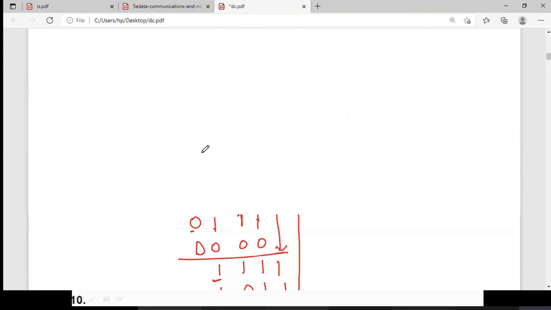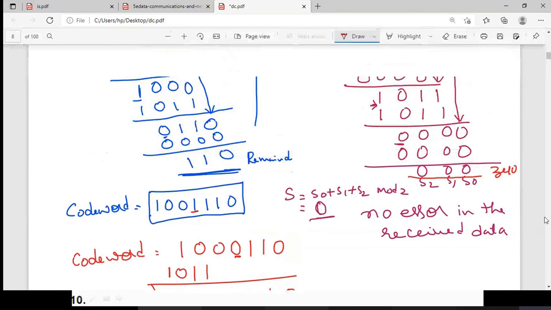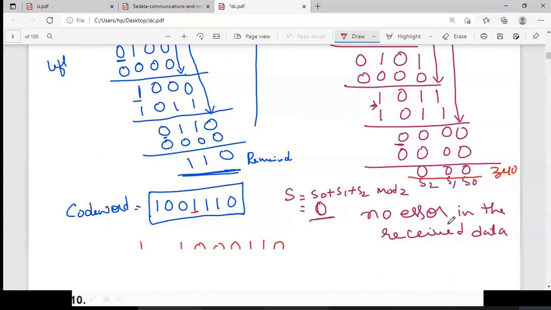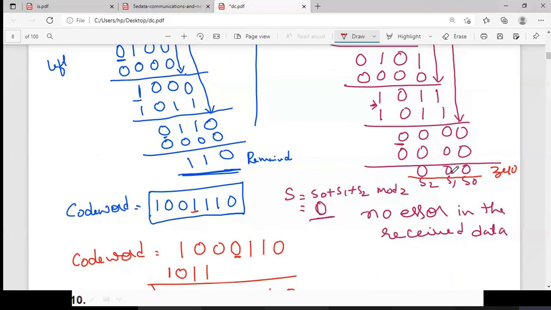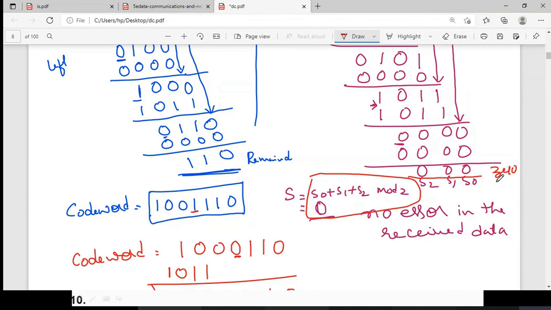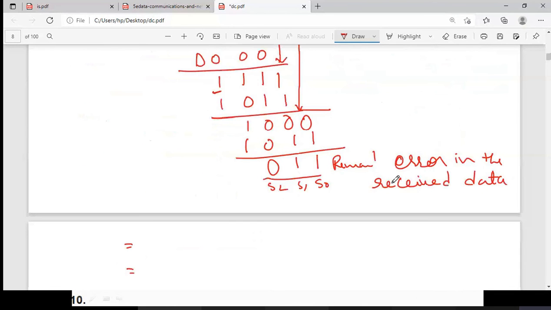Okay, so here you can just see that if there is no corruption, if no data bits are modified, you get the remainder value 0. Directly you can just check the remainder. If it is 0, you can just tell no error. If it is other than 0, it indicates that there is an error in the received data.